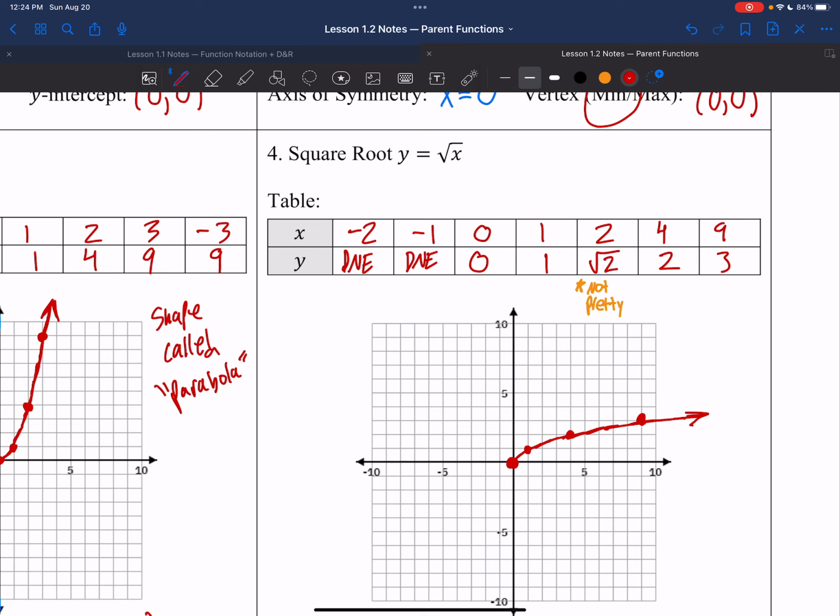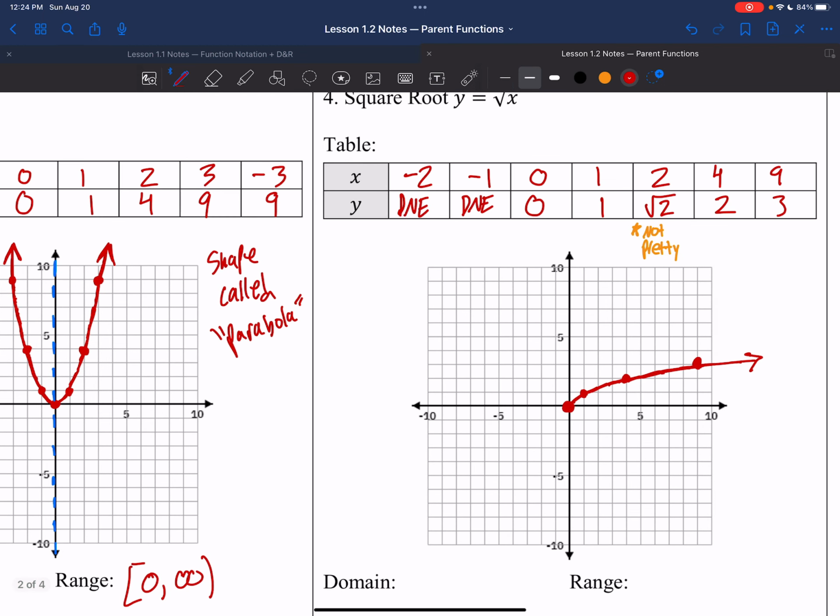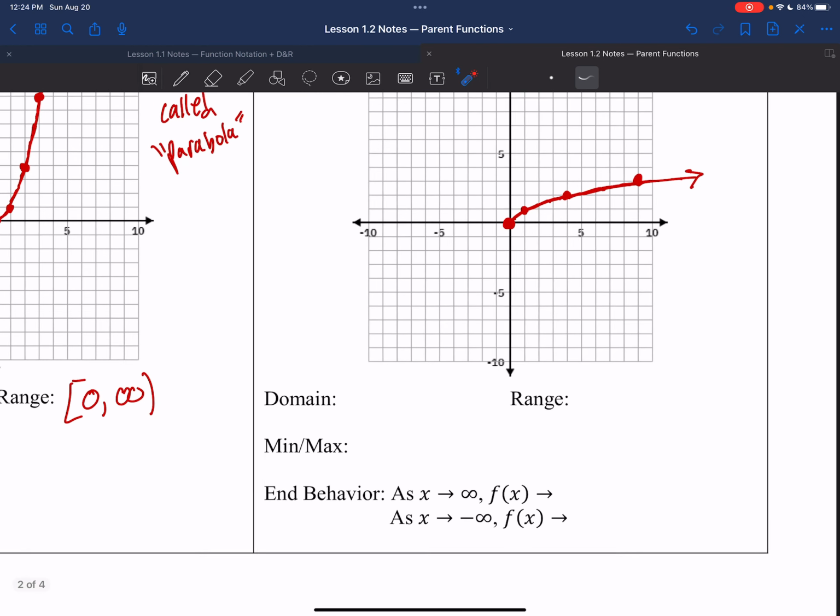Ta-da. Like so. There's kind of an ugly arrow. Yeah, that's a square root curve. You might notice, doesn't that look kind of like the parabola? I mean, if I were to take this and flip it upside down, wouldn't that look like a parabola? Food for thought. I'm not going to continue that, though.